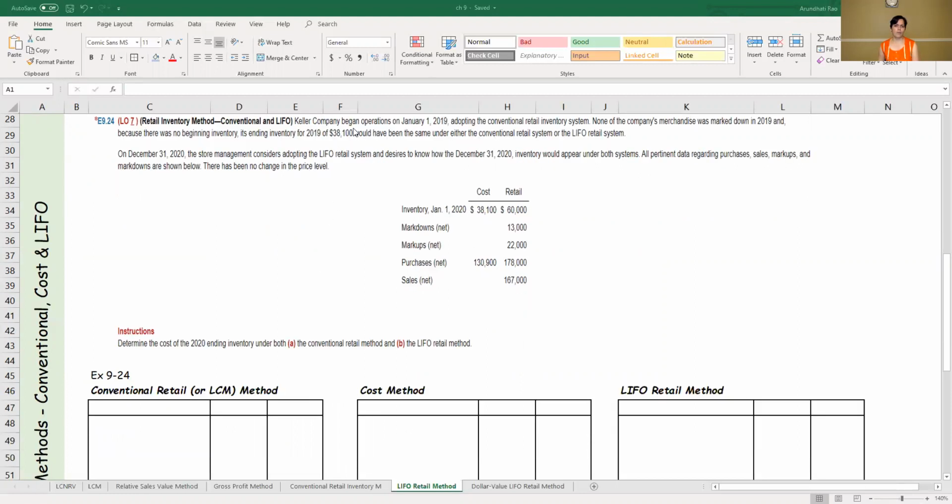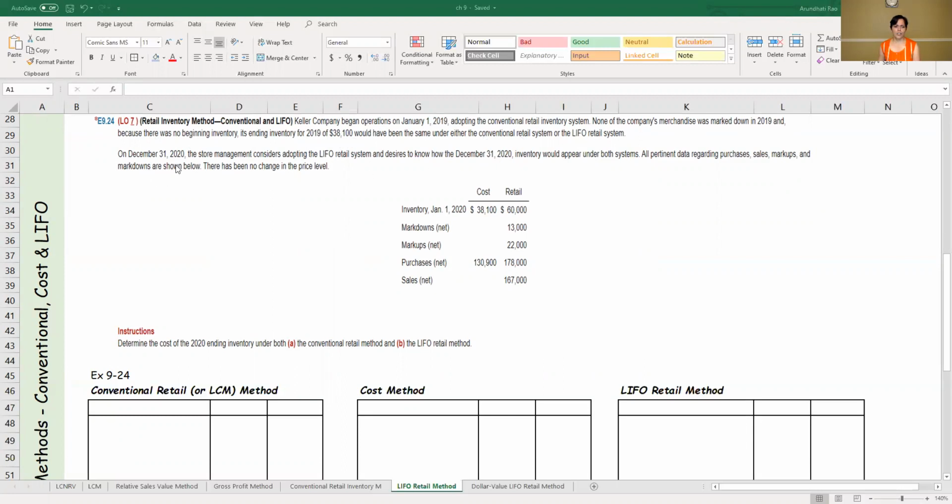Here we are told the company began operations on Jan 1st, 2019. They adopted the conventional retail method. None of the company's merchandise was marked down during 2019. And because there's no beginning inventory, its ending inventory for 2019, the 38,100, would be the same whether we use the conventional method or the LIFO retail method.